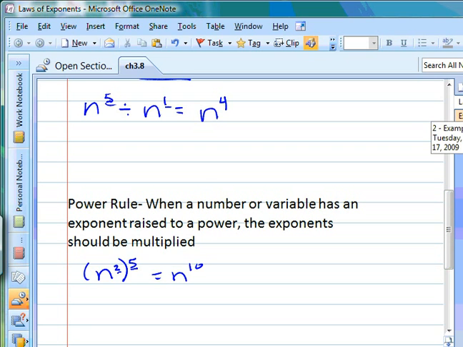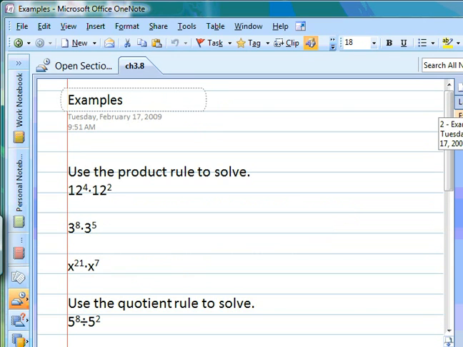That's how these work. Let's look at a few examples. The first few examples use the product rule. So if we have 12 to the 4th power and 12 to the 2nd power, we put those together. Our product rule tells us that we add our exponents. 4 plus 2 equals 6. So we'll get 12 to the 6th power.